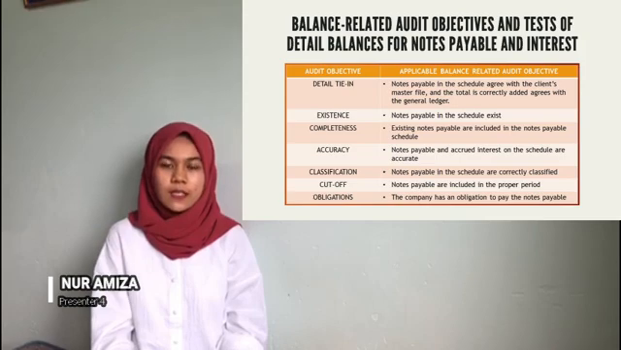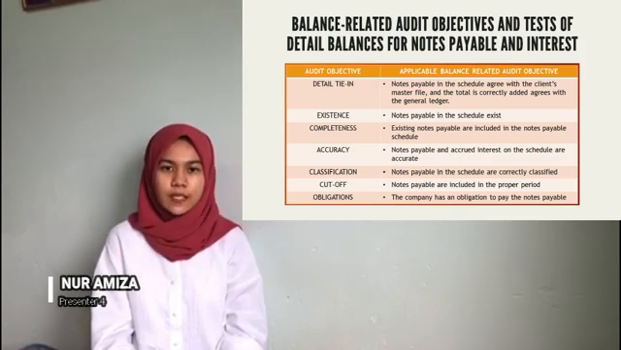The capital acquisition and repayment cycle. For this topic, the most important balance-related audit objective for notes payable is completeness and accuracy. For completeness, existing notes payable are included, and for accuracy, notes payable in the schedule are accurately recorded. This summarizes the applicable balance-related audit objectives for notes payable and interest.